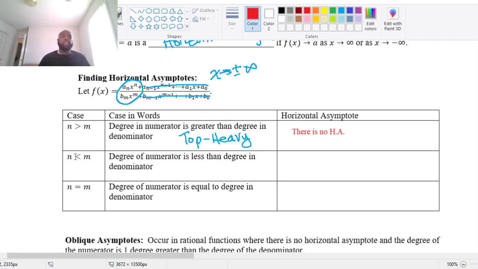When the degree of the numerator, the top, is less than the degree of the denominator, we call that bottom heavy, or I call it that. Your rational function is bottom heavy. Okay? And so when it's bottom heavy, let's say I had x cubed over x to the fifth. Once I simplify that, I get 1 over x squared.